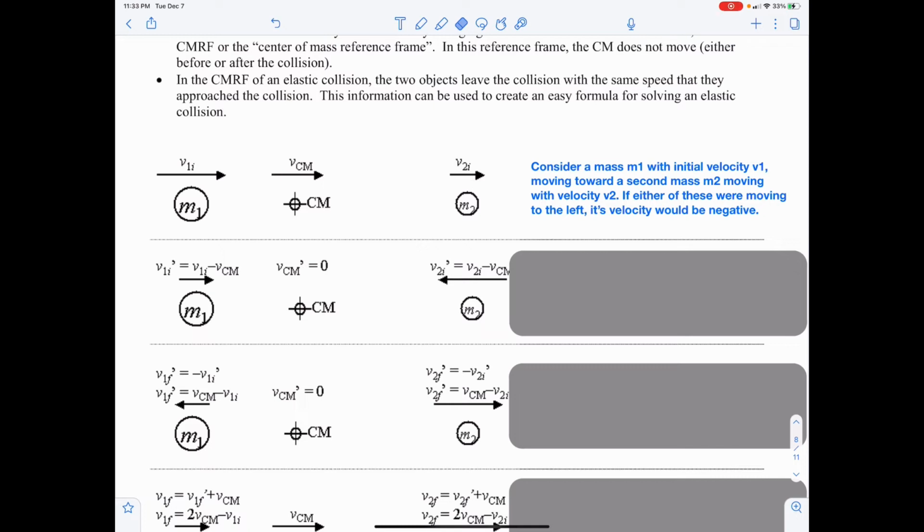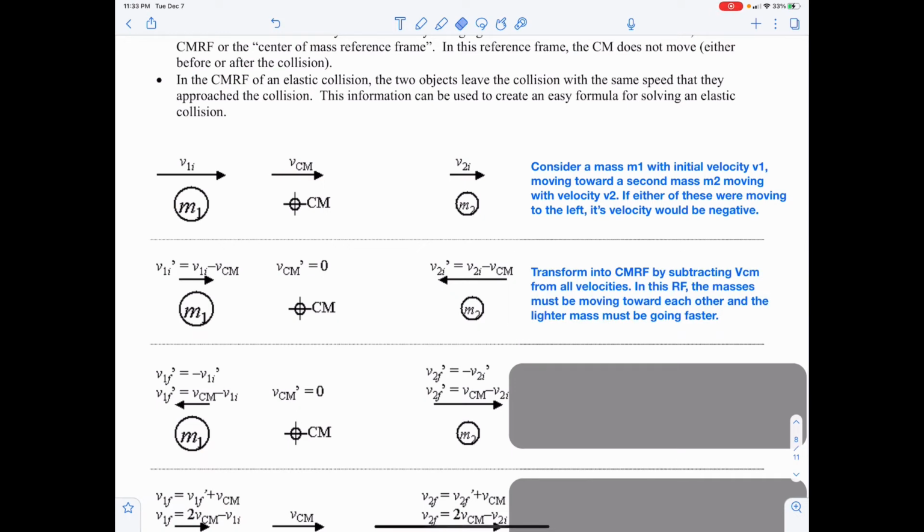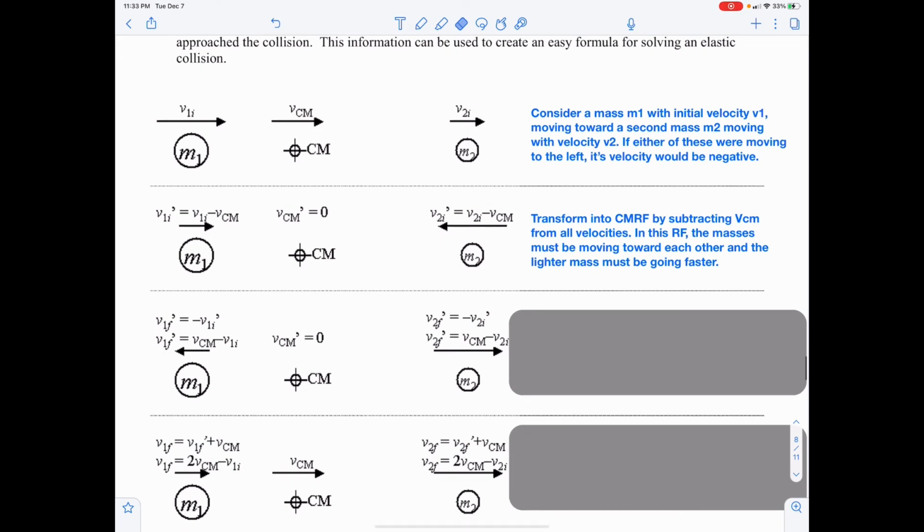So what we have is mass 1, velocity 1, mass 2, velocity 2, and this is the velocity of their center of mass. We're going to transform to the center of mass reference frame by subtracting VCM from all the velocities. So if we subtract VCM here, that gives you 0, and we're going to subtract VCM from this one and from this one, and so we get this second part.